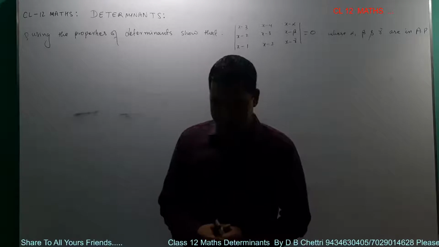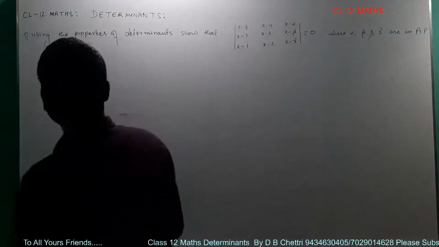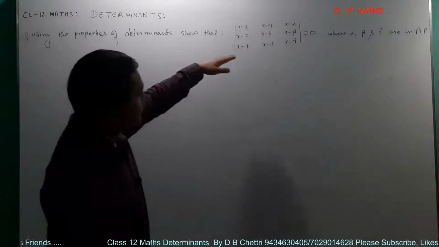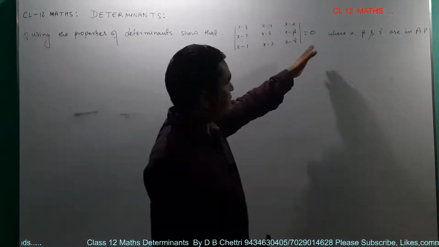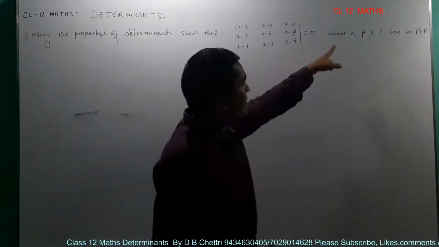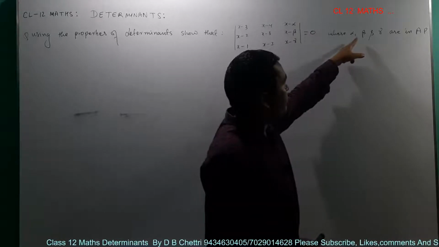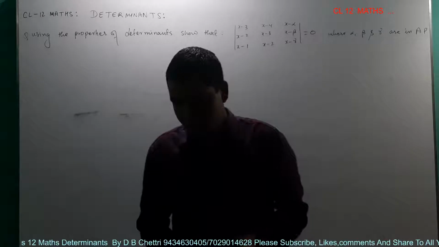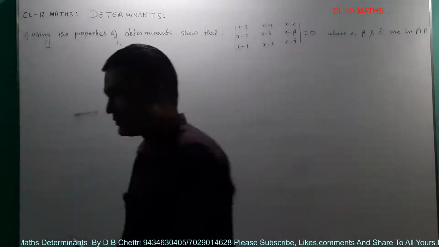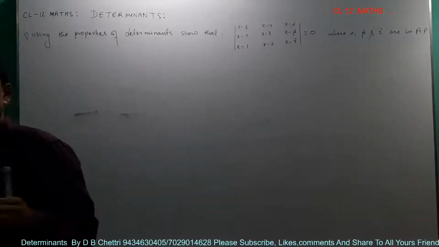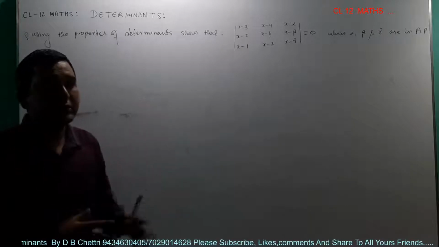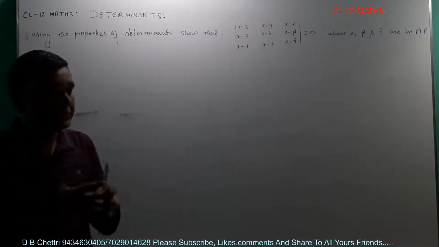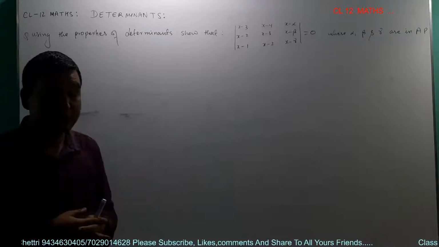Now let me start today's session. Using the properties of determinants, show that this determinant equals 0, where alpha, beta and gamma are in AP. We learned arithmetic progression in class 10. What is the relation if three numbers are in AP? First, please know the basic relation between three terms in AP.